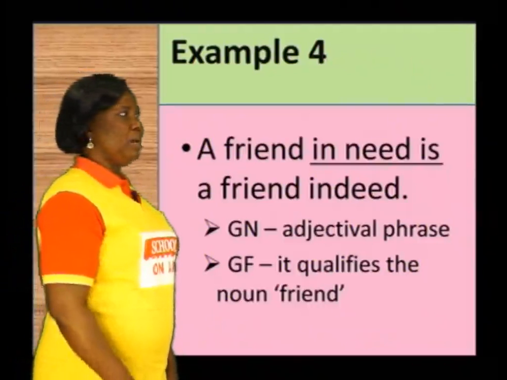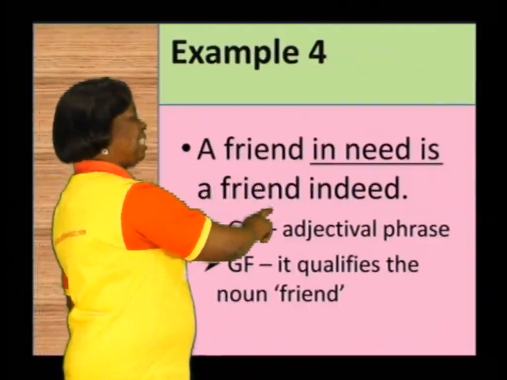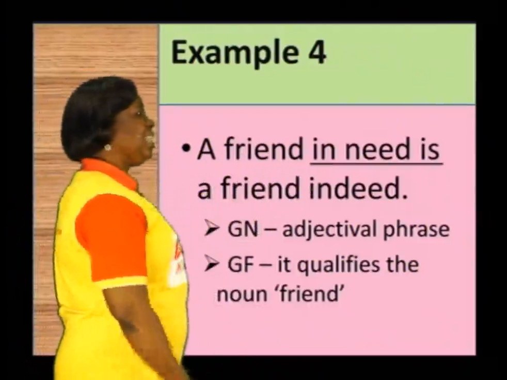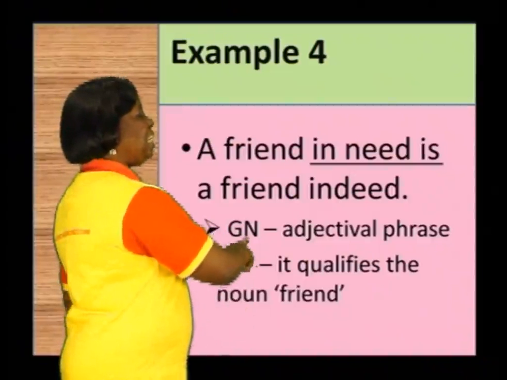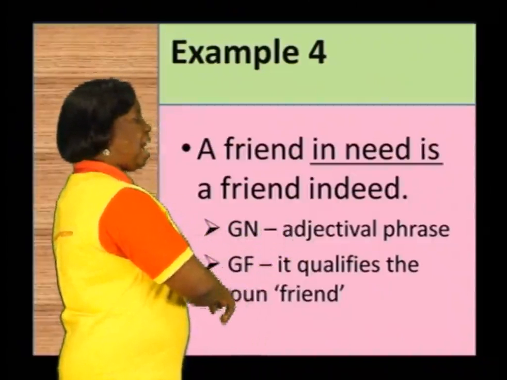Another example, example 4. A friend in need is a friend indeed. The underlined expression here is in need. So the GN is adjectival phrase. The GF is it qualifies the noun friend.